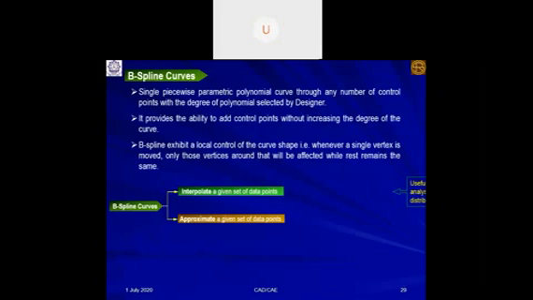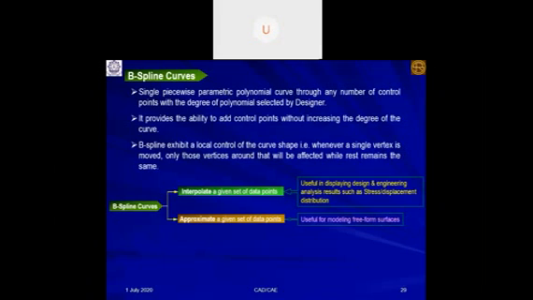A B-spline curve can be designed in two ways, using interpolation techniques as well as approximation techniques. Interpolation of a given set of data points is useful in displaying design and engineering analysis results such as stress and displacement distribution. For that, the B-spline curve is used. The approximation method is useful for free-form surface development, aesthetically beautiful surface development. There, the B-spline curve with the approximation technique is used.